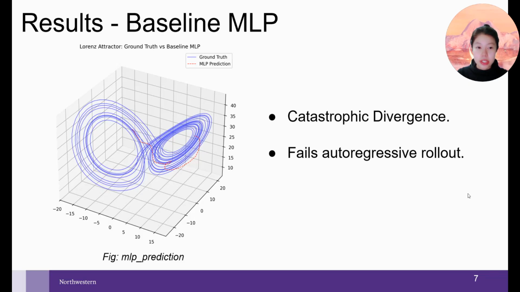The reason it crashes into this micro-orbit is that naive feed-forward architectures completely lack the temporal, continuous inductive bias required to understand dynamical systems. They treat data as independent snapshots rather than a continuous flow in time.